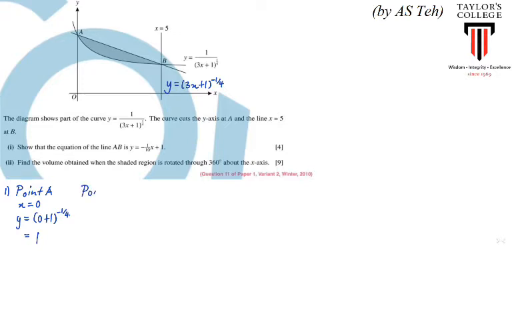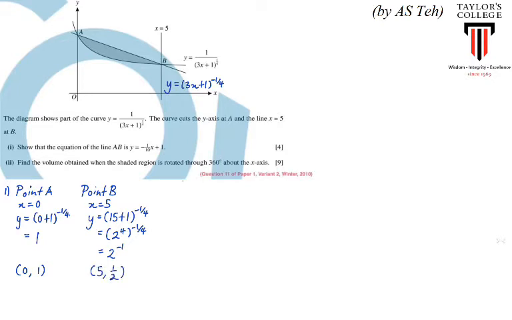While point B, x equals 5, so y would be equal to (3 times 5, which makes it 15, plus 1) to the power of negative 1 over 4. We know that 15 plus 1 is 16, and 16 is 2 to the power of 4. Since we have the negative 1 over 4 here, when we multiply the indices we remain with 2 to the power of negative 1, which is half. So we have established points A and B: point A is (0, 1), while point B is (5, half).